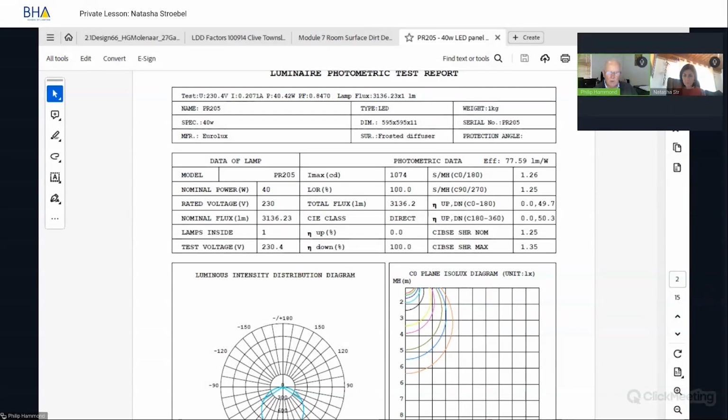But if we want to see what the light output ratio is, it's 100% coming out of the light. All right. And the CIE class, it's direct. Light comes directly out of the light. And it will say the amount of light going up is 0, the amount of light coming down is 100%.